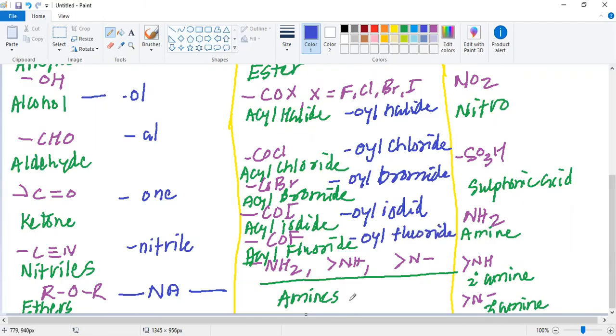So this is how, my dear students, we can write for amines. For amines, not amino, but for amine, we can write simple amine. Even for primary amine or secondary amine, we can write amine. This is even amine. And even for tertiary, we may write amine.